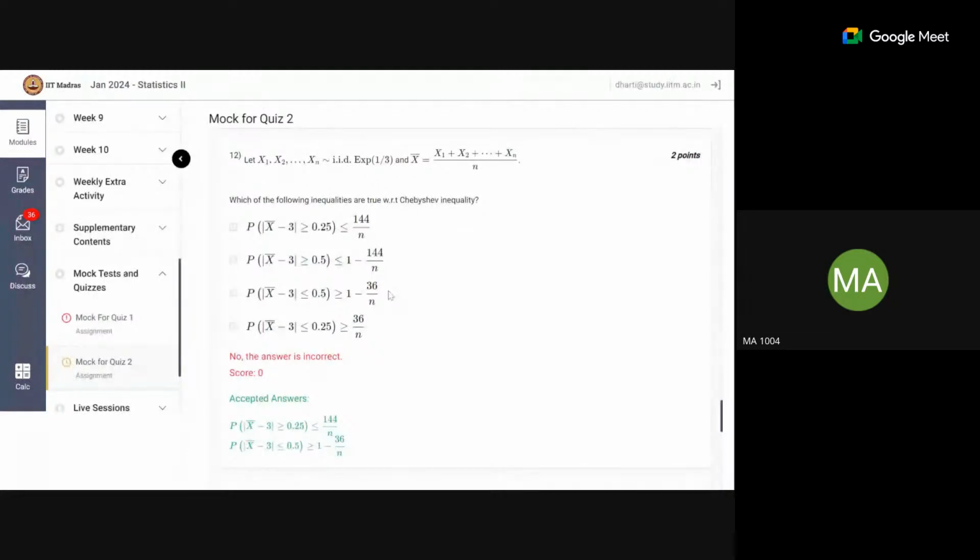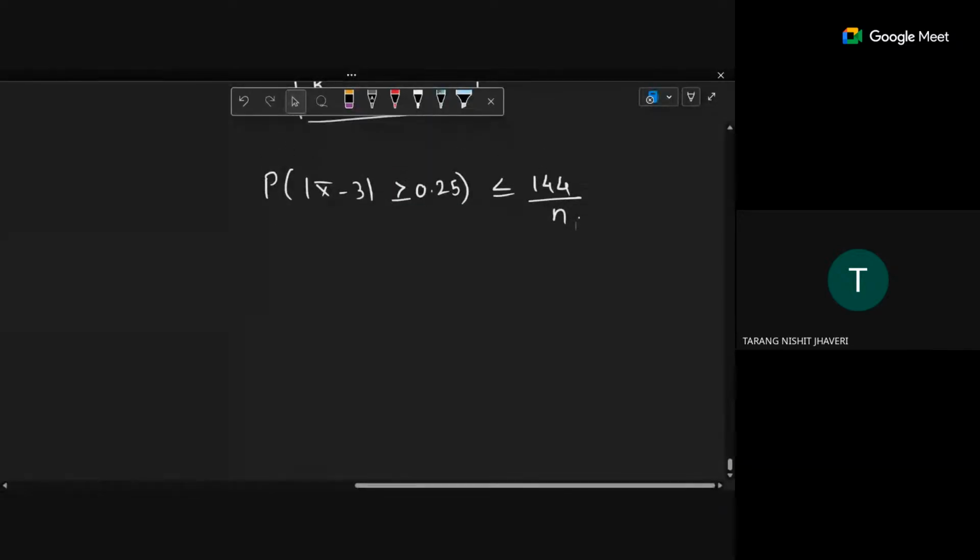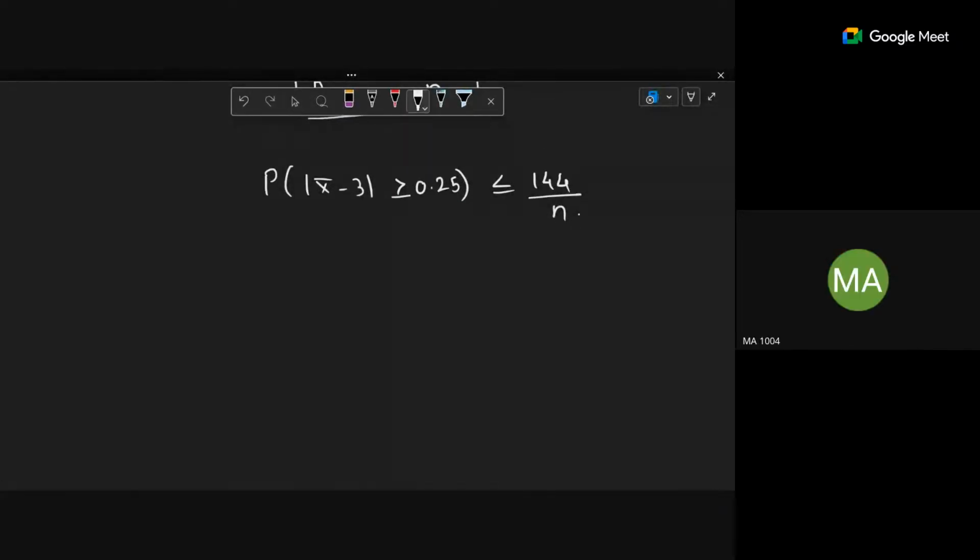Are you getting my point? Yes. It's a multiple correct question. Ma'am, when does it become 1 minus the probability? Okay, you want to see when it becomes 1 minus. So let's take modulus x bar minus 3 less or equal to 0.5. Then it will become what? Greater than or equal to 1 minus 1 upon k square.